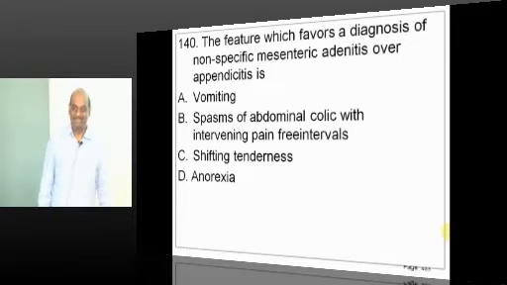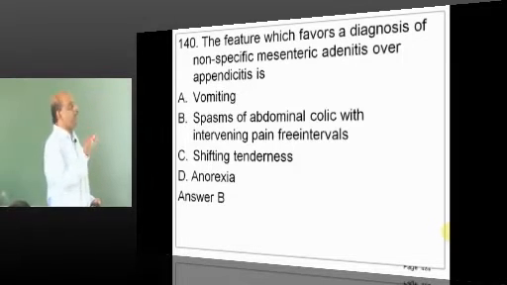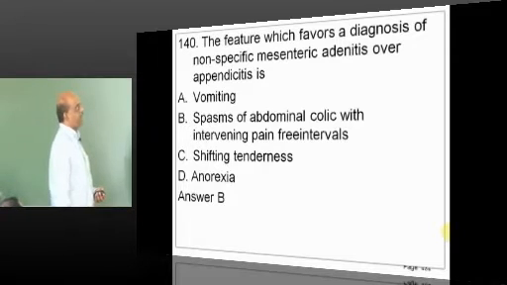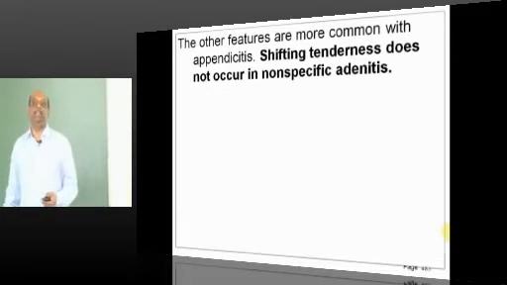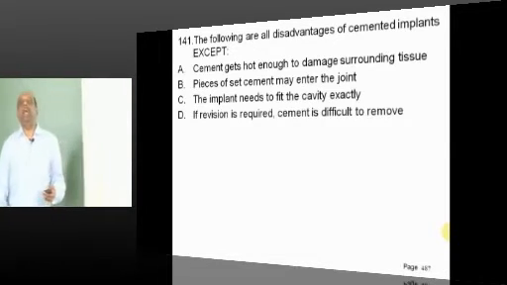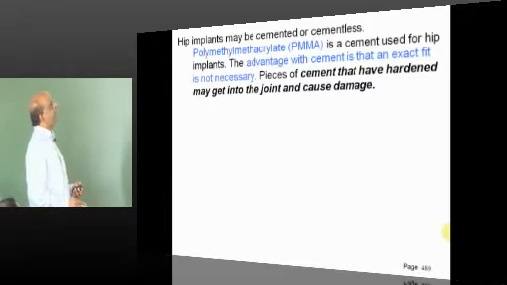Anorexia is basically suspected. Spasms of abdominal colic with intervening pain-free intervals is a classical feature of non-specific mesenteric adenitis but not that of appendicitis. Now doctor, cemented implant versus other types of implant, what is the difference?